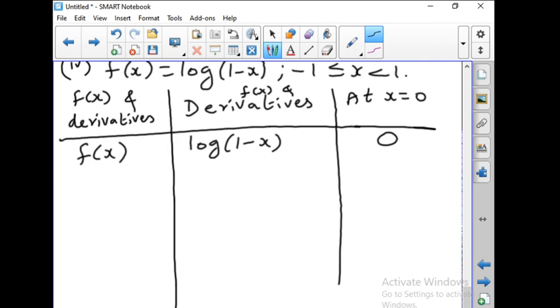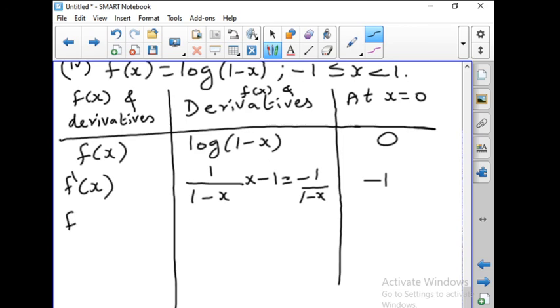Then what do we have? f dash of x. We have to differentiate this now. For log x, the differentiation is 1 by x. So this is 1 by 1 minus x into minus 1, since the differentiation of minus x is minus 1. So this is minus 1 by 1 minus x. Putting x as 0, what will you get finally? You will get minus 1.